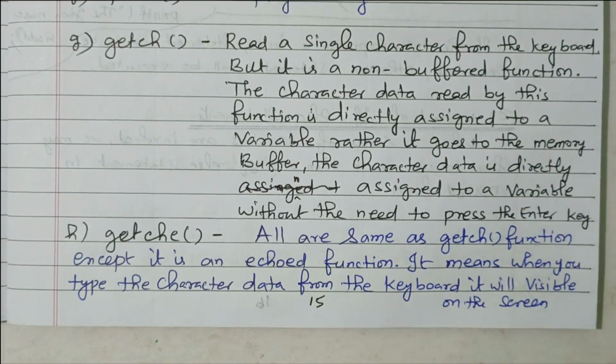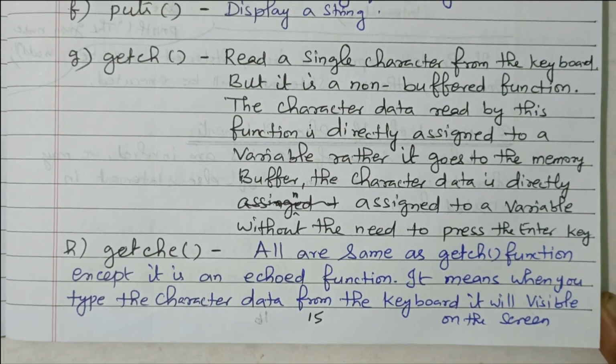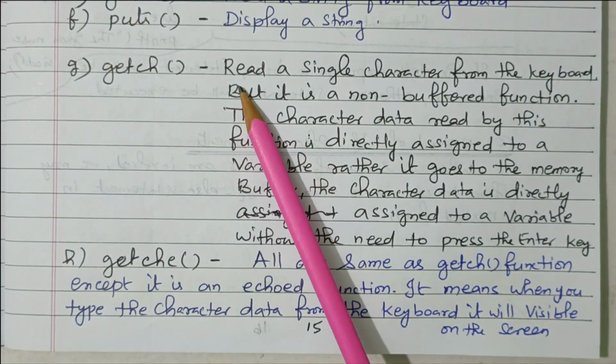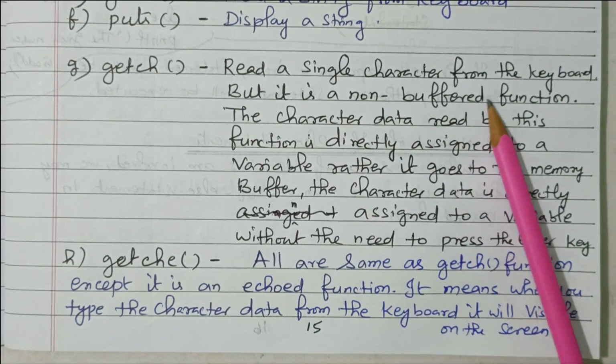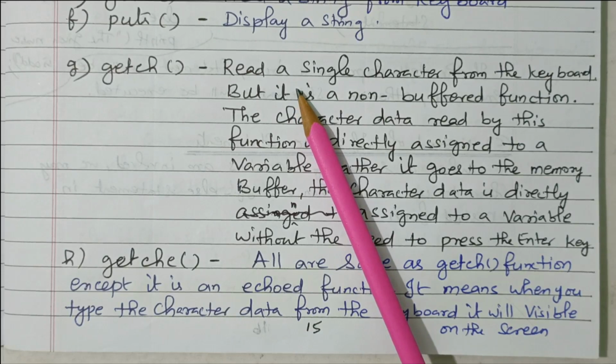Previously we saw getchar. This is getch. What is getch? It reads a single character from the keyboard. So this is also very similar to getchar, but what is the difference?